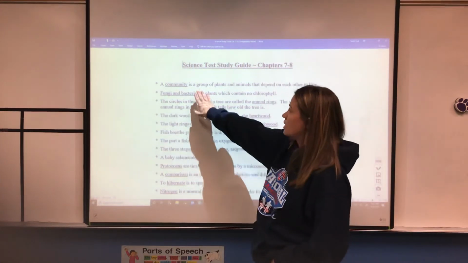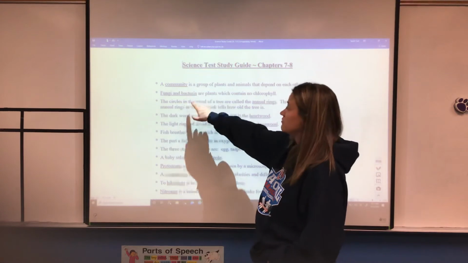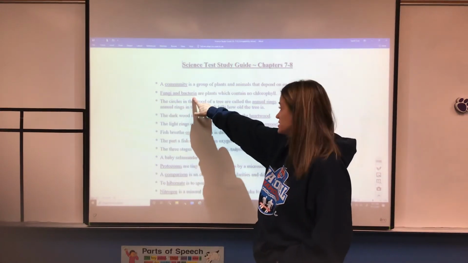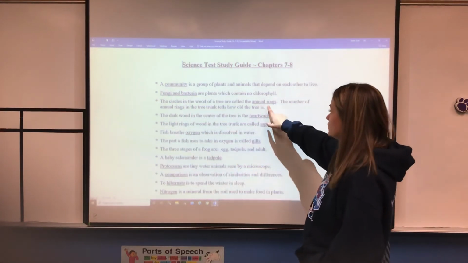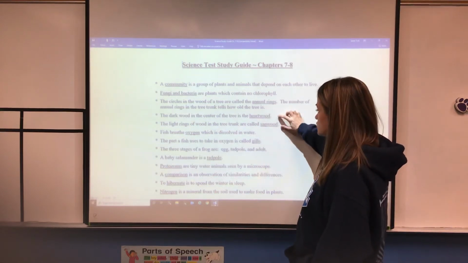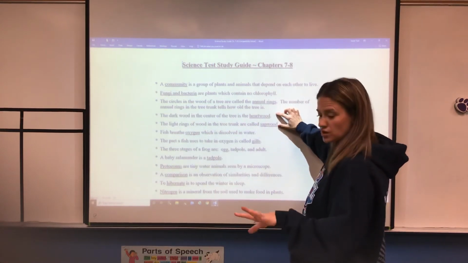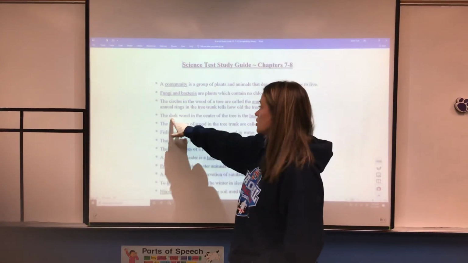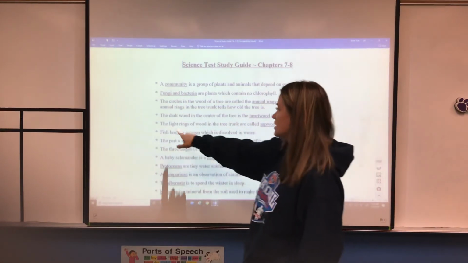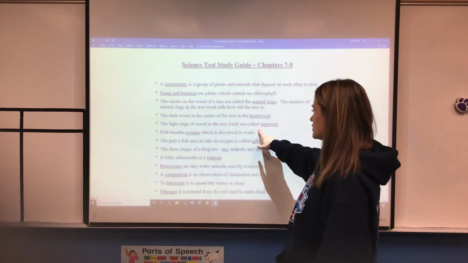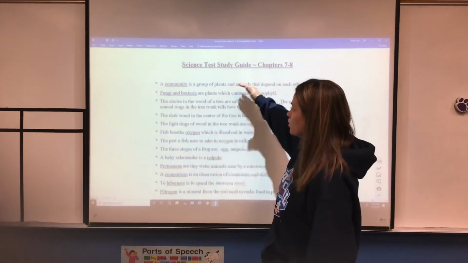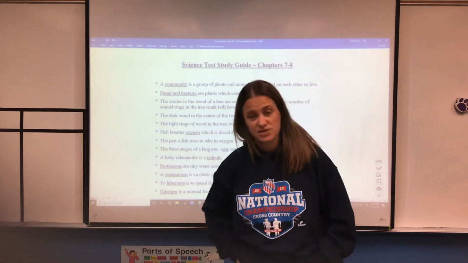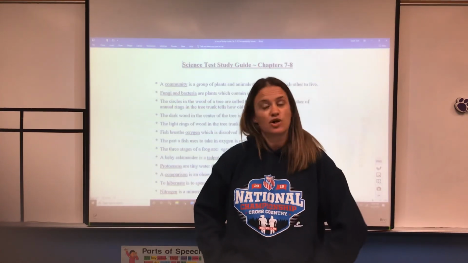So you'll learn about community, fungi, and bacteria, which is what you're learning today. And then we talked about the annual rings, and these are the 2 I want you to pay close attention to in your reading today, as well as the study guide. It's the heartwood, the dark wood in the center of the tree, and the light rings of the wood in the tree trunk.